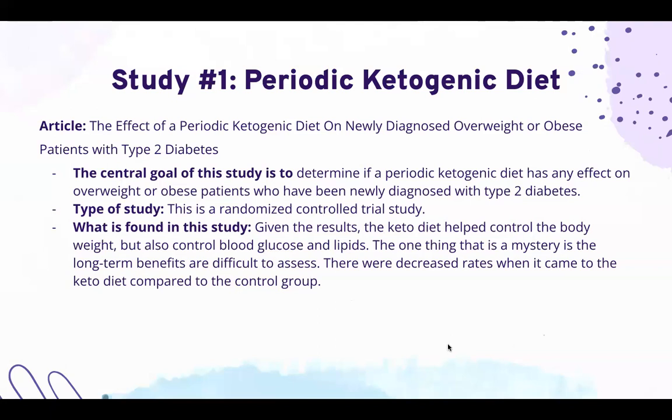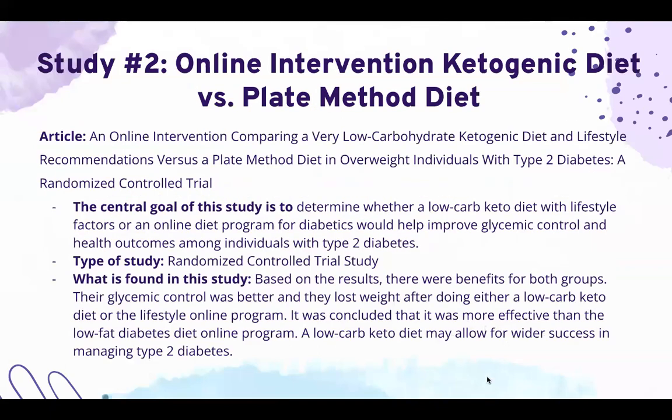So that's basically this study. This was what was found and how it was conducted. The second study was an online intervention comparing a very low-carb ketogenic diet and lifestyle recommendations versus a plate method diet in overweight individuals with type 2 diabetes, a randomized controlled trial.